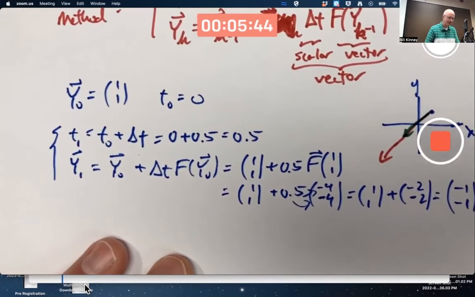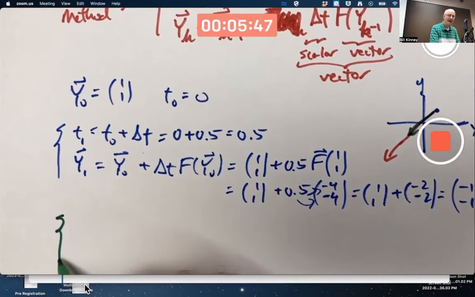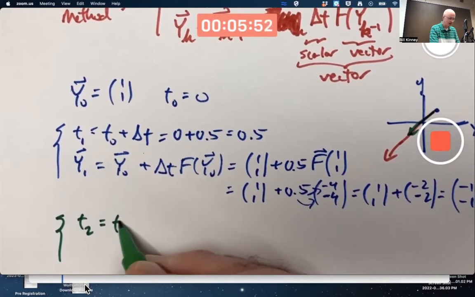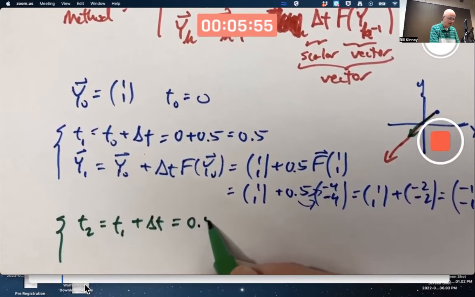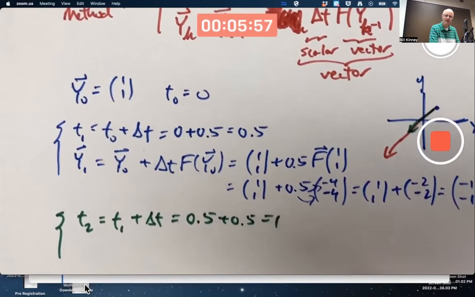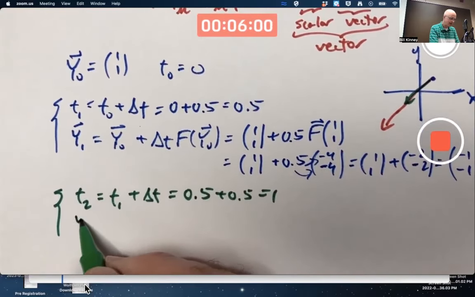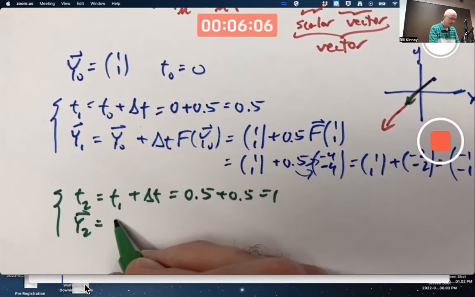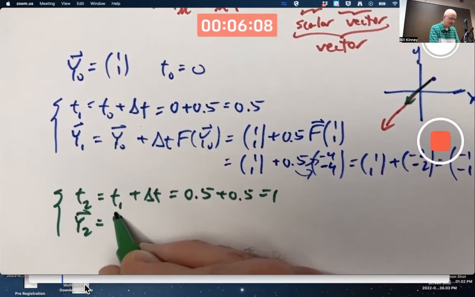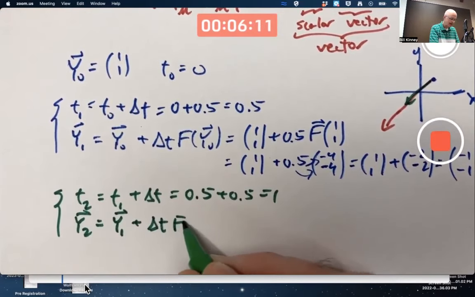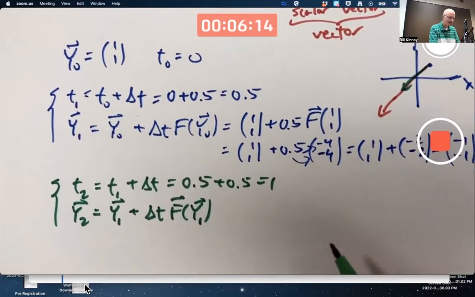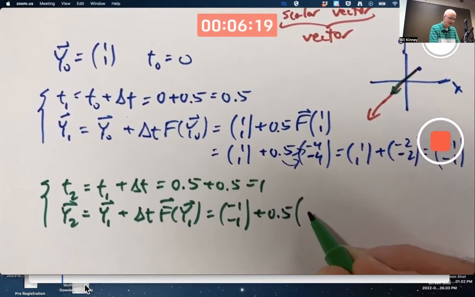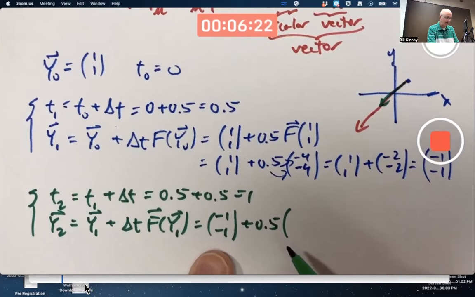Another strange thing happens in the second step. When we use Mathematica, we use a different value of delta t. For the second step, t2 is t1 plus delta t. 0.5 plus 0.5 is 1. Time has gone up to 1. What's the next value of y? I think we head back through the origin here, actually, to the symmetric point, but that is a rare thing. Now we're at the point -1, -1. Delta t is still 0.5. What's f of -1, -1?